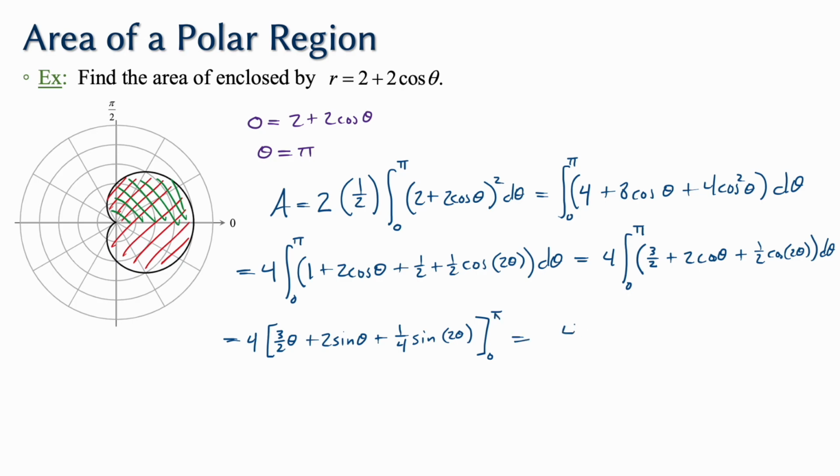So evaluating this, we're going to have 4 times, plugging in pi gives me a 3 pi over 2. And then, of course, the sine of pi is 0. Sine of 2 pi is 0, so we got that. And then minus, well, plugging 0 into all those just gives 0 for every single one, so that's nice and easy. So the whole thing here is going to work out just to be 6 pi.